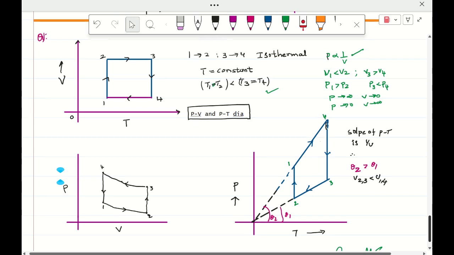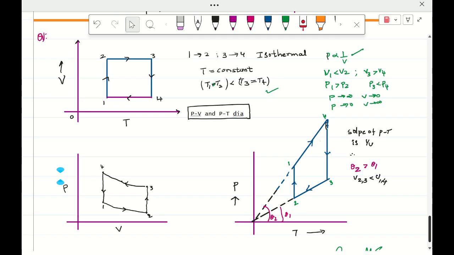Now the PV graph and the PT graph. In the PV graph, T is constant means P is inversely proportional to V. The PV graph for an isothermal process is a curve: P tends to infinity as V tends to 0, and V tends to infinity as P tends to 0. Isothermal curves are like that, so 1 to 2, 2 to 4, 4 to 2, 3 will come like this. This data will help you understand it. Similarly, the PT graph.